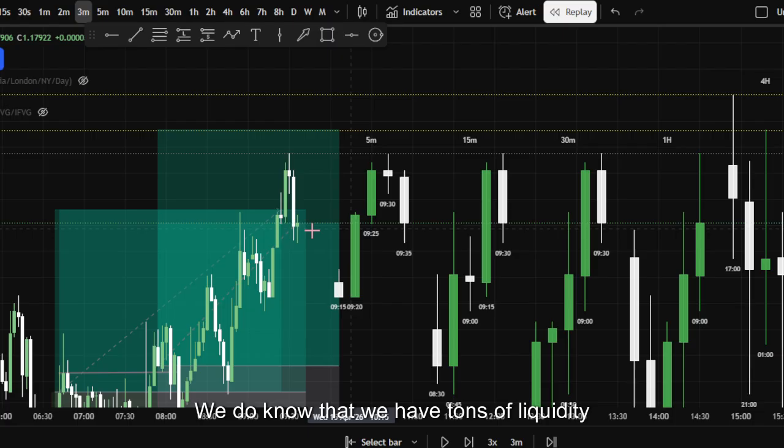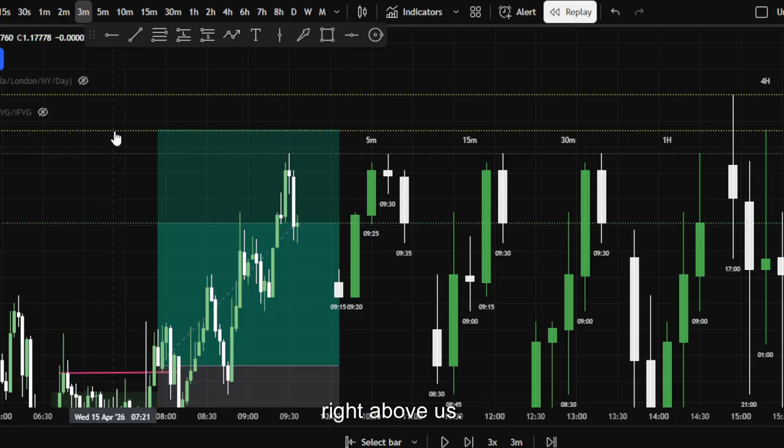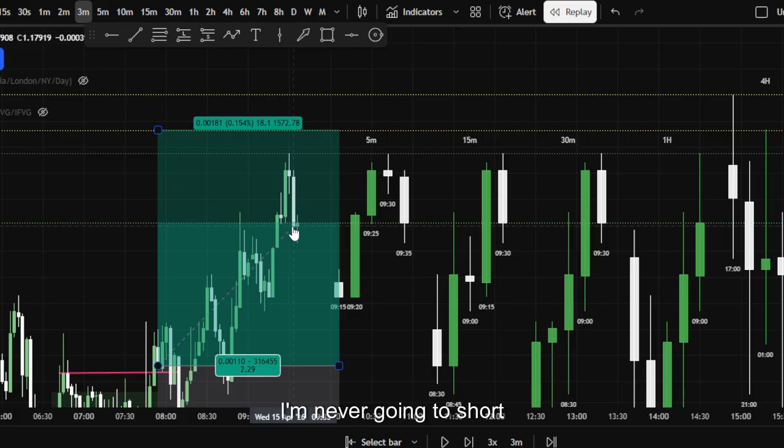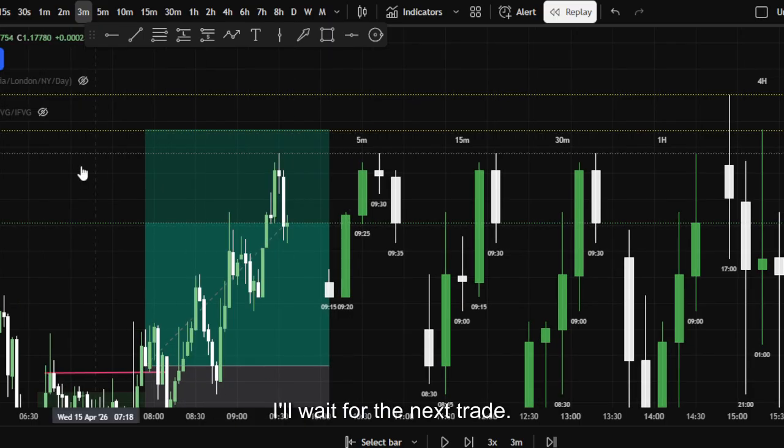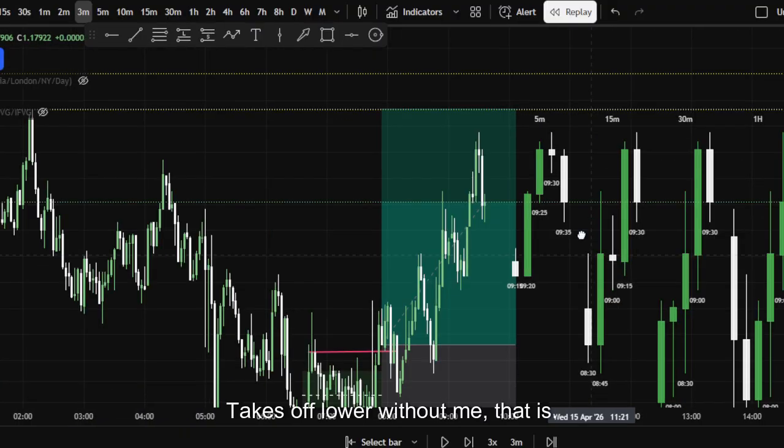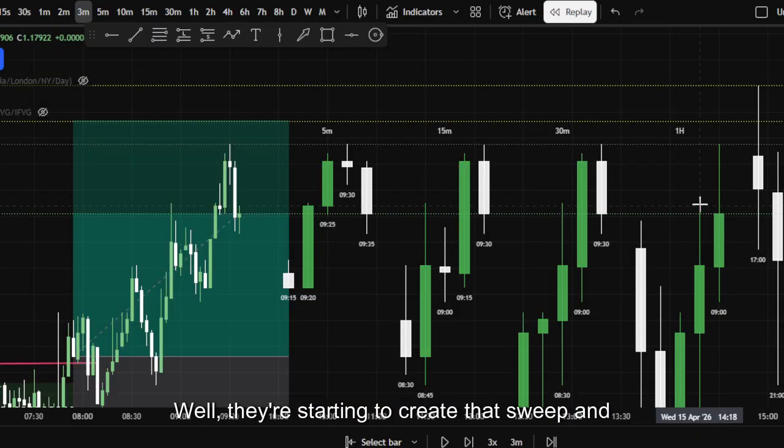We do know that we have tons of liquidity right above us. So I'm certainly not shorting this. I'm never going to short with all of this liquidity resting above. Not going to happen. I'll wait for the next trade. Even if this takes off without me, I don't care. Takes off lower without me, that is. Because again, what are all of the higher time frames doing? Well, they're starting to create that sweep and then it closed back within the range.